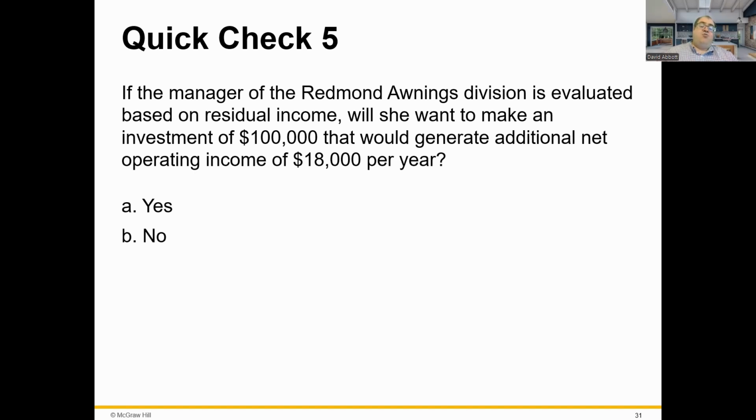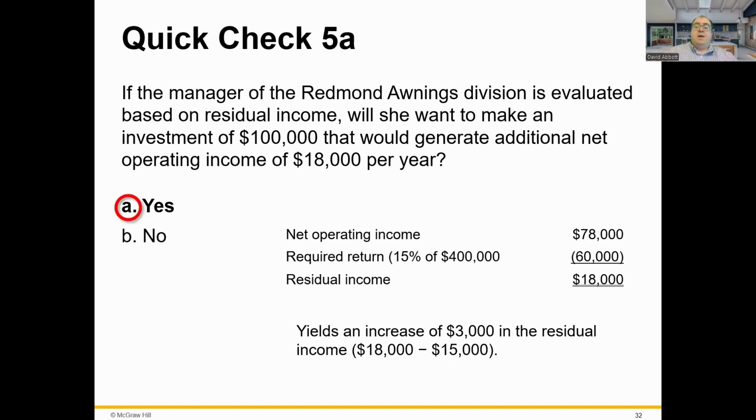And then if the manager of Redmond Awnings is going to be evaluated based on residual income, will she want to make the investment of 100,000 that would generate a net operating income of 18? And she would, because she's met that. She's getting at least that, so she's going to have residual income of 18,000, and that's what we need to have. So yes.